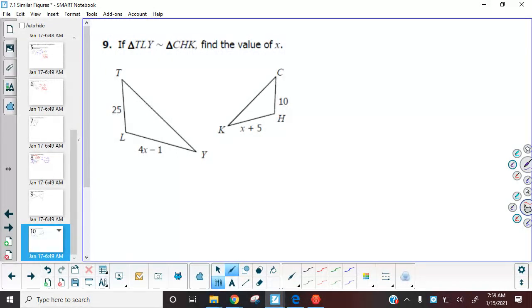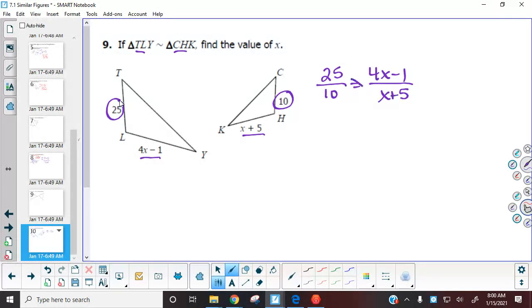All right, so let's take a look. So again, I'm going to figure out what matches up. So TL is listed first and second, so CH matches. And then I've got 4x minus 1 and x plus 5 match. So if I do this, I'm going to do the left side over the right side, and then left side over the right side. Now you could have set yours up a little bit differently.